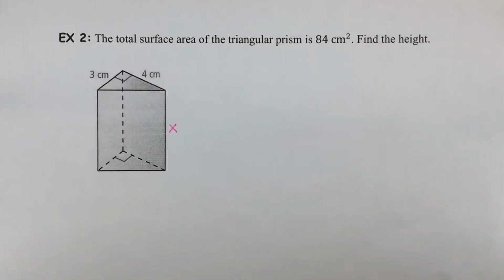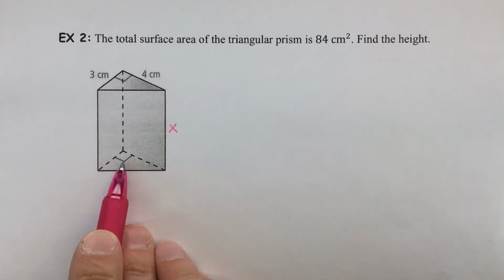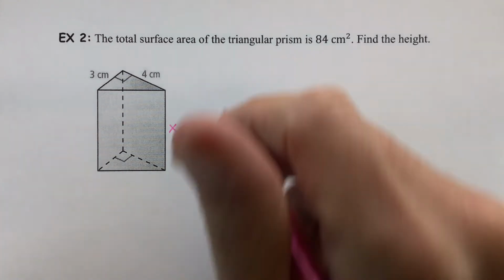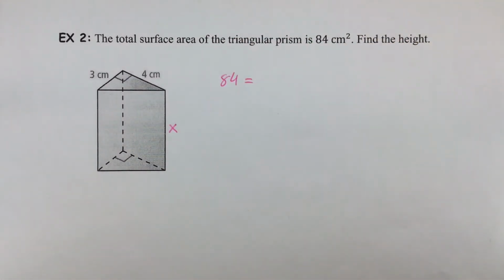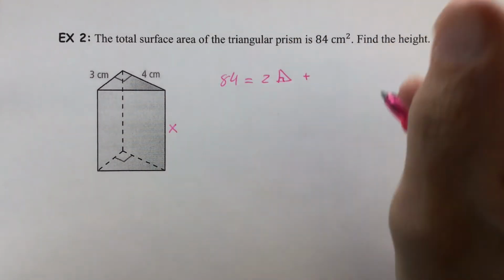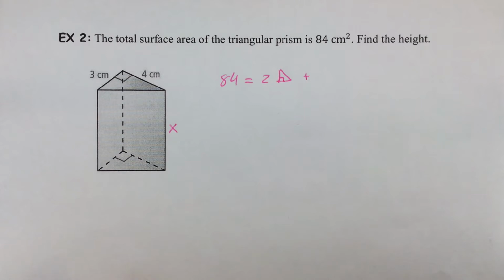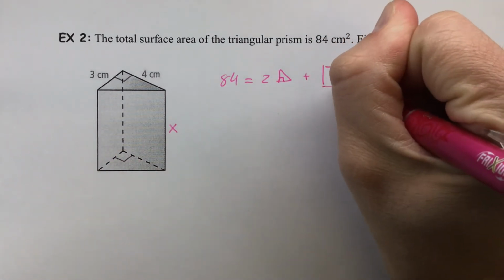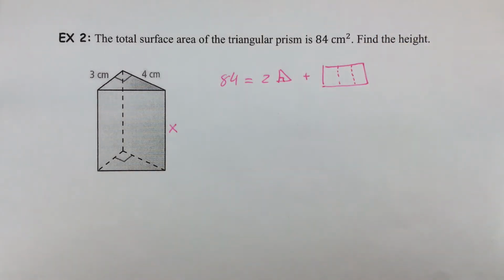Okay, like the previous example, what I'm going to do is try and imagine this broken into all of its pieces. It's going to have the 2 triangular bases. It's also going to have 3 rectangles that go around it, which would be the lateral surface area. Okay, so the 84 centimeters squared has to be equal to the sum of the 2 right triangles plus the 3 rectangles that we have, which, if you imagine breaking this apart, like unwrapping it in a way, you could actually look at those 3 rectangles as one big rectangle, just divided into 3 parts like that.